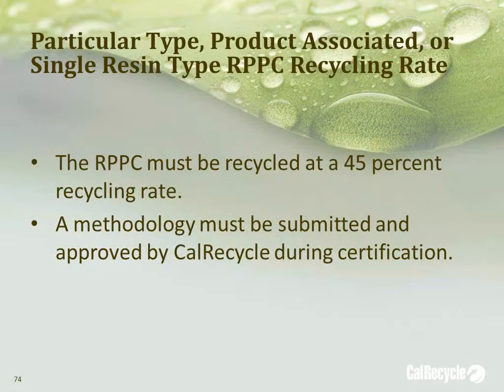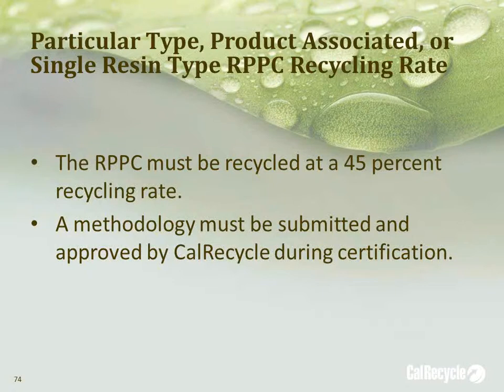For the particular type, product associated, or single resin type RPPC recycling rate compliance option, the product manufacturer must prove that the RPPC is recycled at a minimum of 45% recycling rate. The product manufacturer must submit a methodology to CalRecycle that shall explain in detail how the recycling rate figures will be derived and obtained, and this proposed methodology must be submitted within 90 calendar days of the product manufacturer's receipt of a compliance certification notice.